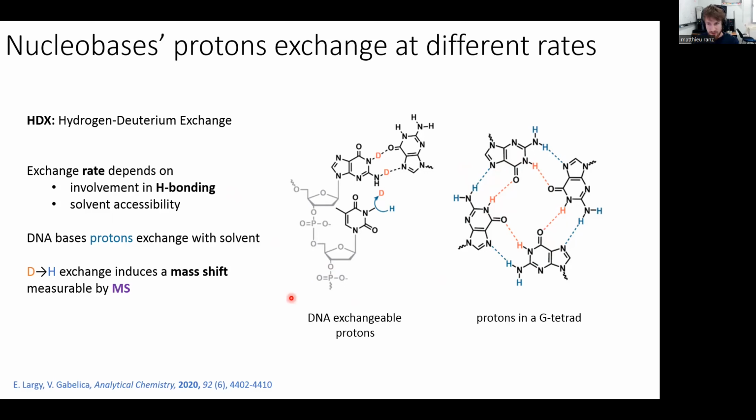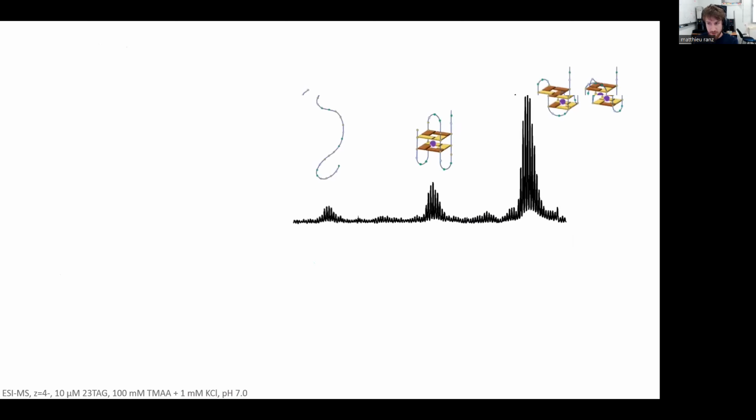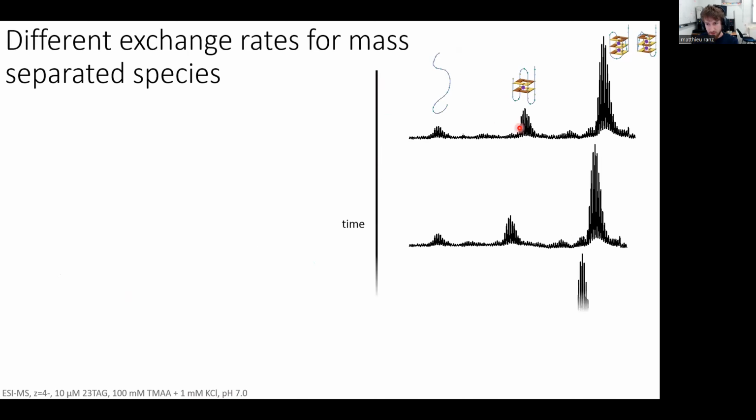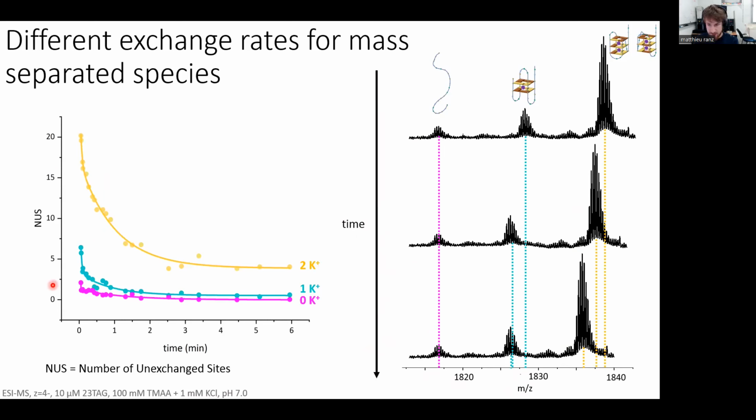So what we do to trigger HDX is incubate a deuterated DNA sample in water. So it's actually a D to H exchange that induces a mass decrease of the structure. This is effectively what we observe by mass spectrometry, a gradual shift of the mass envelopes. And at every incubation time point, we can measure the mass of each species. So we convert this mass into a number of deuterium sites. And we plot it as a function of the time.